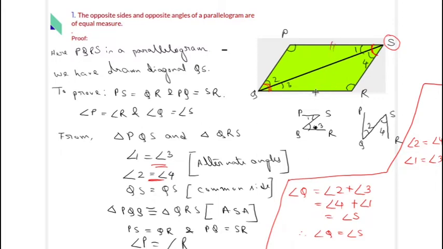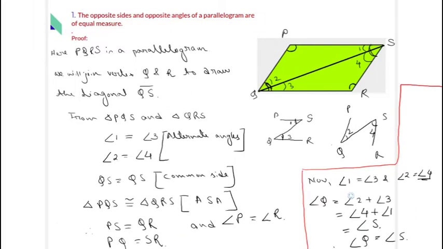PS is equal to QR and PQ is equal to SR, that we have already proved, and angle P is equal to angle R, that we have already taken out, and now we have shown that angle Q is equal to angle S. That means we have proved property number 1, that is, opposite sides and opposite angles of a parallelogram are of equal measure. Hope you have understood this.